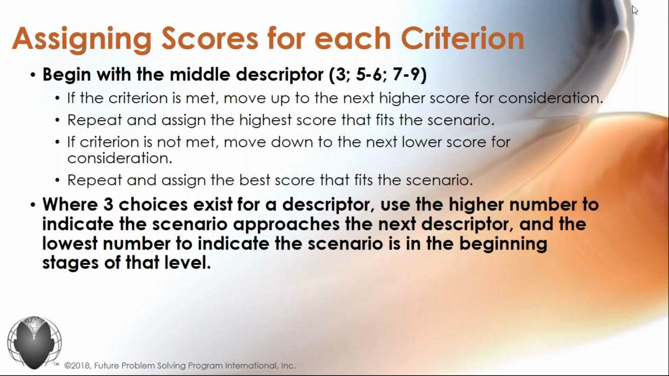So when we have 3 choices that exist for a descriptor, we want to use the higher number to indicate the scenario if it's closer to the next descriptor, and the lower number to indicate the scenario if it's in the beginning stages.